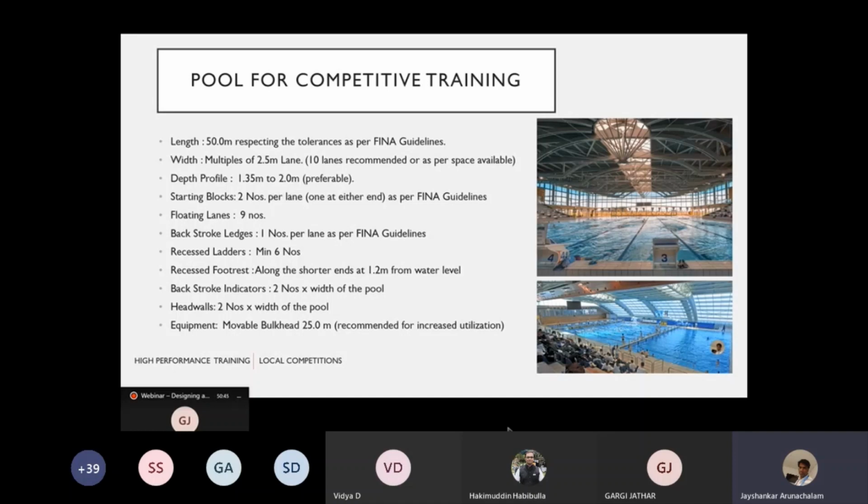So this is for a training purpose, not for the competition purpose. But yes, competition till local level could be handled, not an international competition. So the length is 50 meters, which is respecting the tolerance of FINA guidelines. Width is a multiple of 2.5, but in the example we are going to speak about, we have taken 25 meters, but it can be a multiple of 2.5 meters.